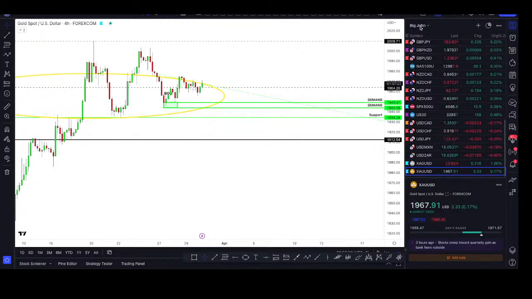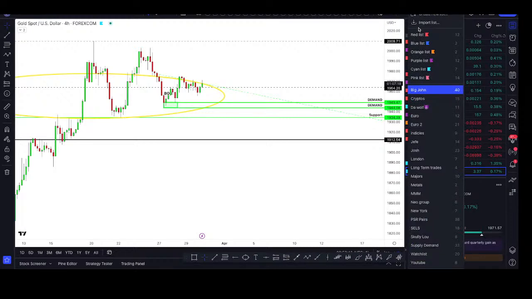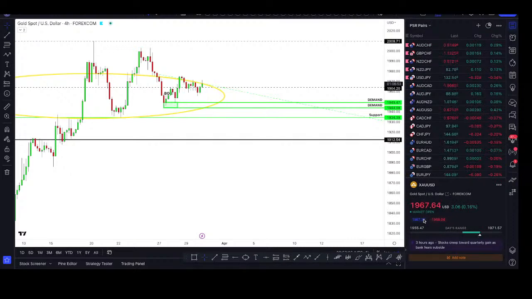Let me go back to these pairs here, and I will do. Let's just go see DAX. I don't want to miss that trade. Give me a second, people. Just checking DAX quickly.